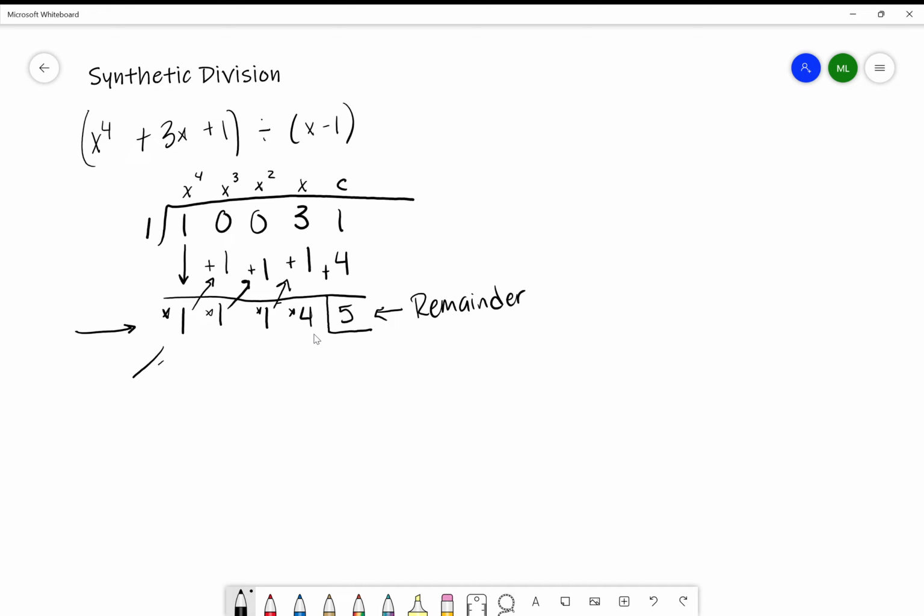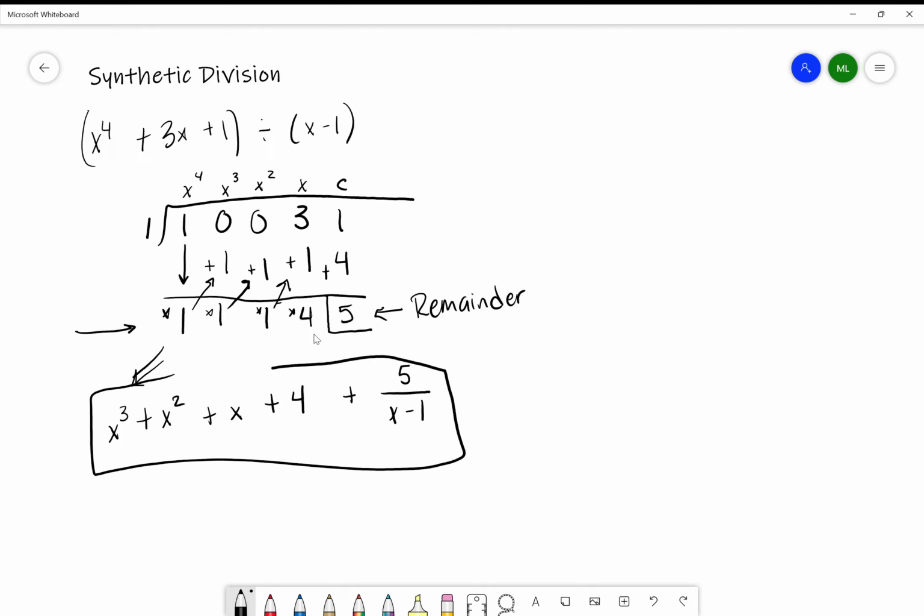So now our polynomial becomes x to the power cubed plus x squared plus x plus 4, and our remainder is plus 5 over, because 5 is a remainder, you put it over the number that you divided by. In our case, this was a binomial, so it was x minus 1. So it's 5 over x minus 1. Okay, and then this would be your final answer right here.